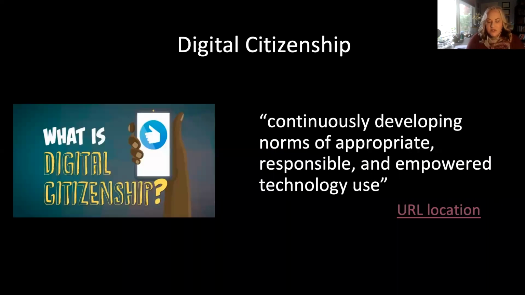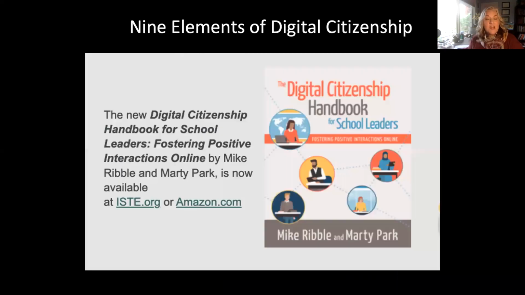I want to introduce you to a concept you have likely heard before, but digital citizenship, right? So that is continuously developing norms of appropriate, responsible, and empowered technology use. This is an up and coming practice in our K-12 systems. I worry sometimes that our students are going to arrive at our doorstep in higher ed with a much stronger understanding than we actually have around the tenets of digital citizenship. And I thought I would share some of those with you here this morning. So this is a book that has recently come out, from my colleagues Mike Ribble and Marty Park. And this is the Digital Citizenship Handbook for School Leaders.